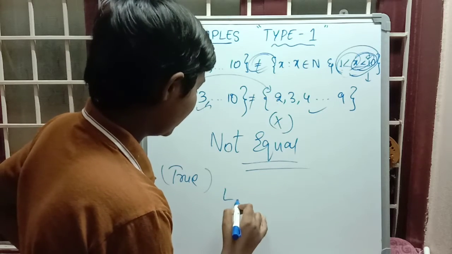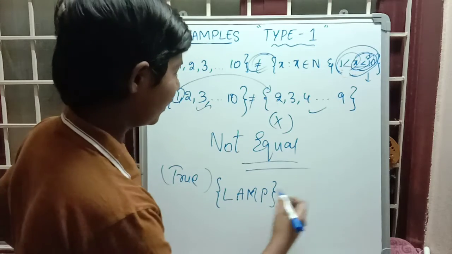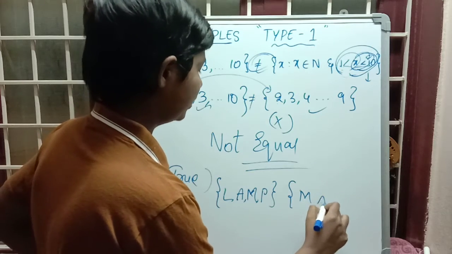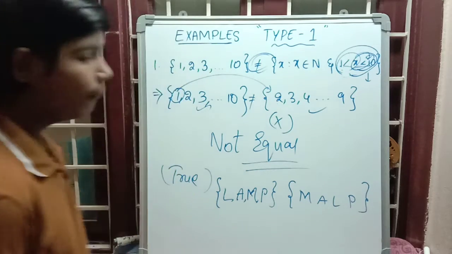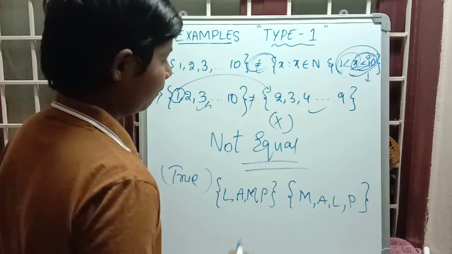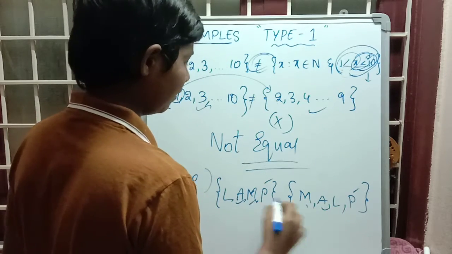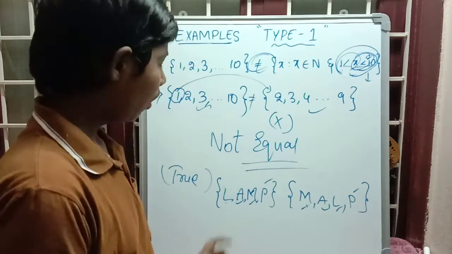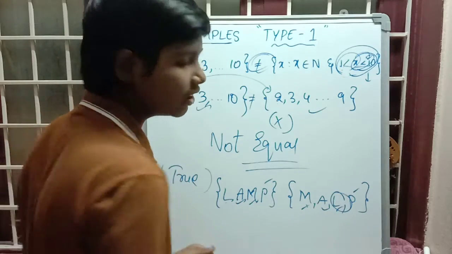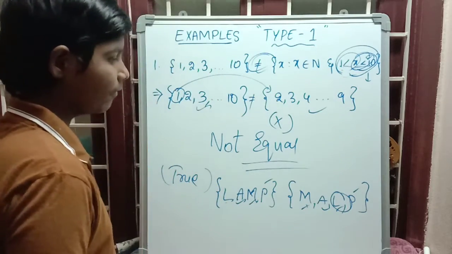Example: set A is LAMP, and set B is MALP. These are the two given sets, LAMP and MALP. P in set A is there, here also it is there. A is there, A is there. M, L as well. All the elements in A are in B, but their order is different. L is first here, but it is in the third position there. So even if the order is different, all the elements in A are in B.